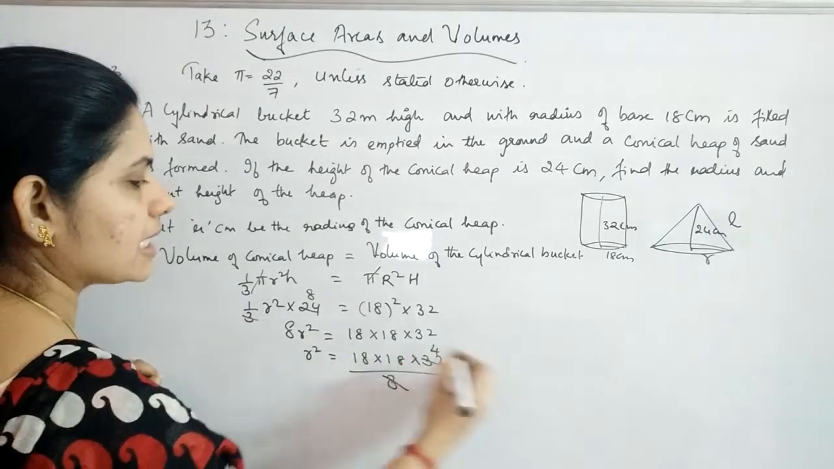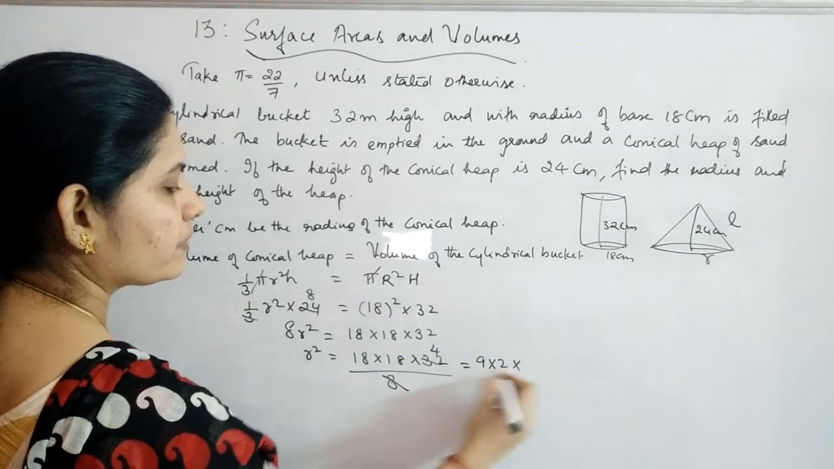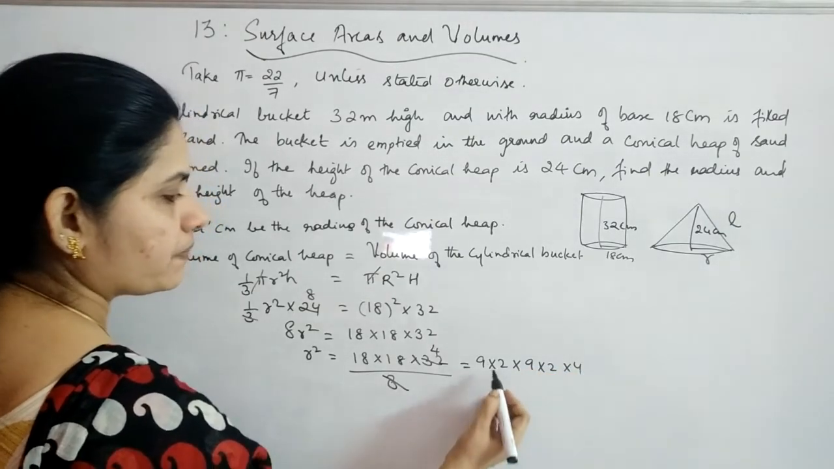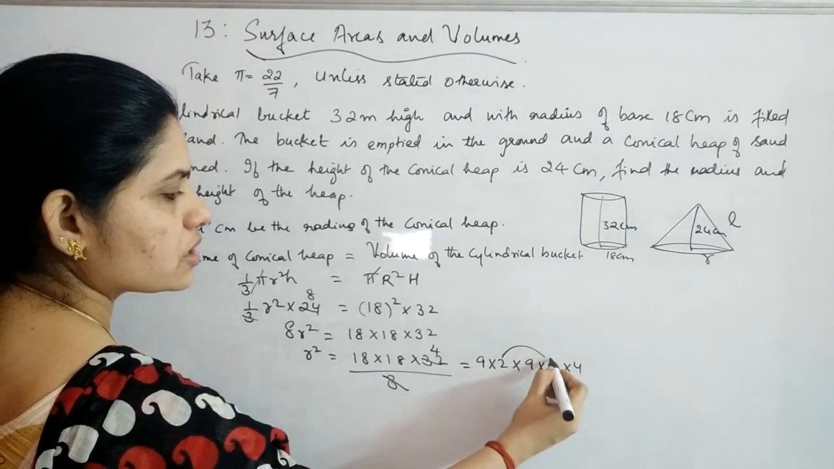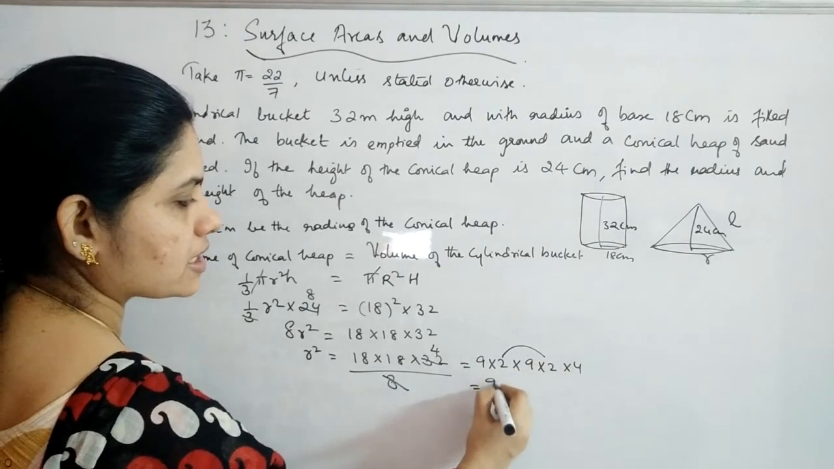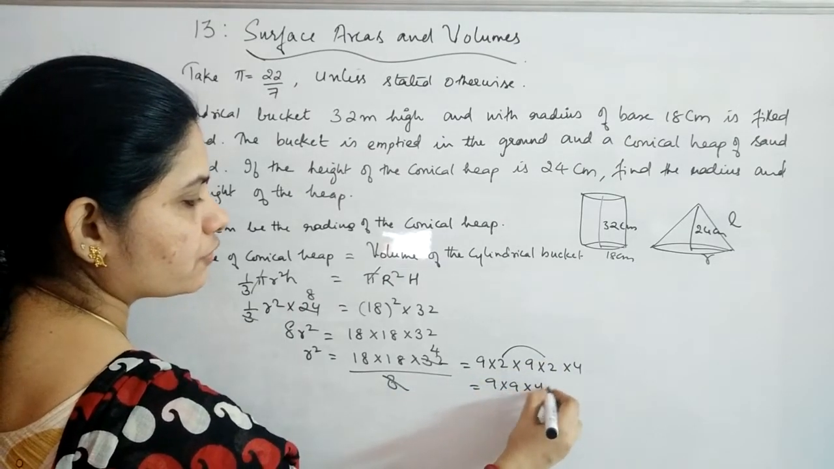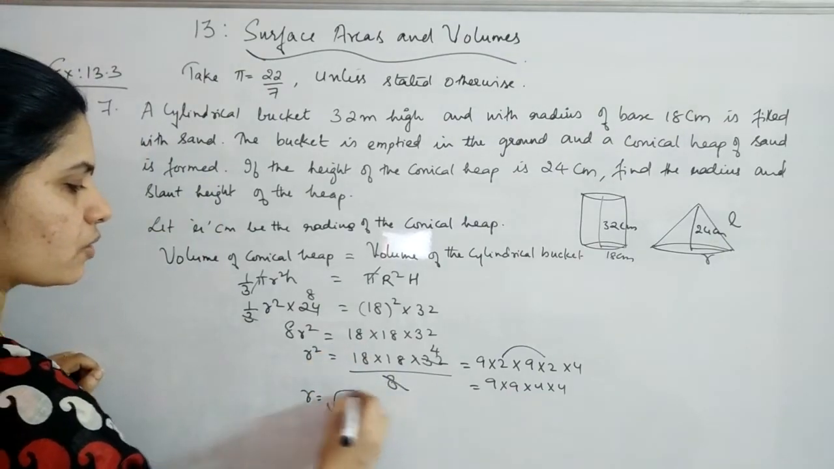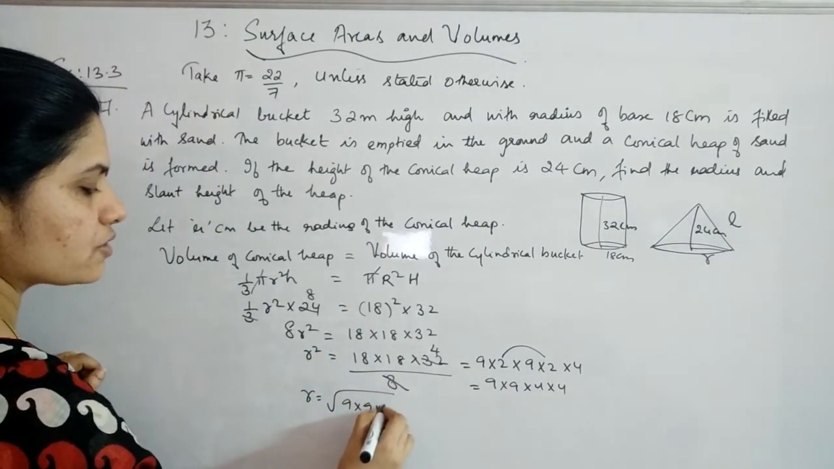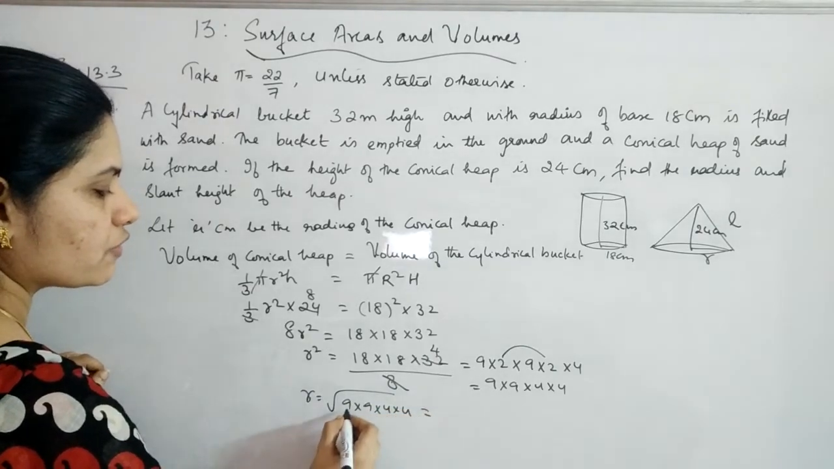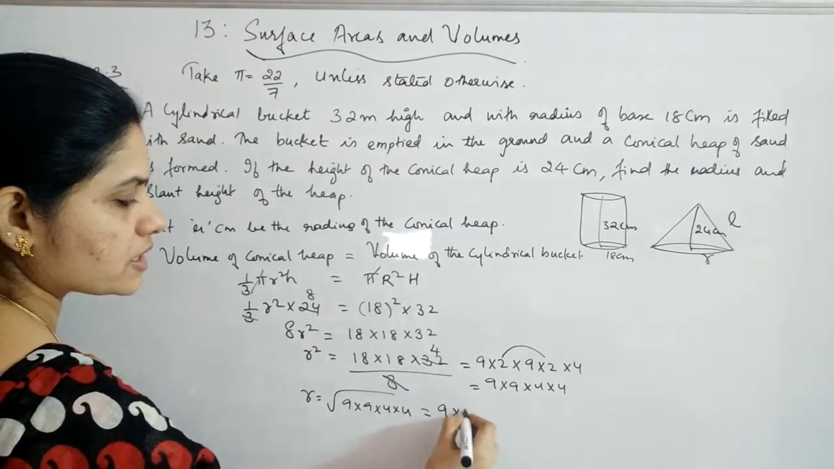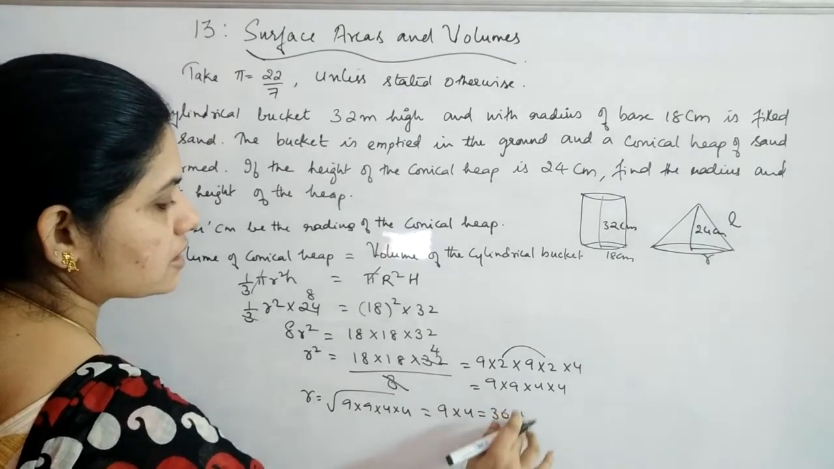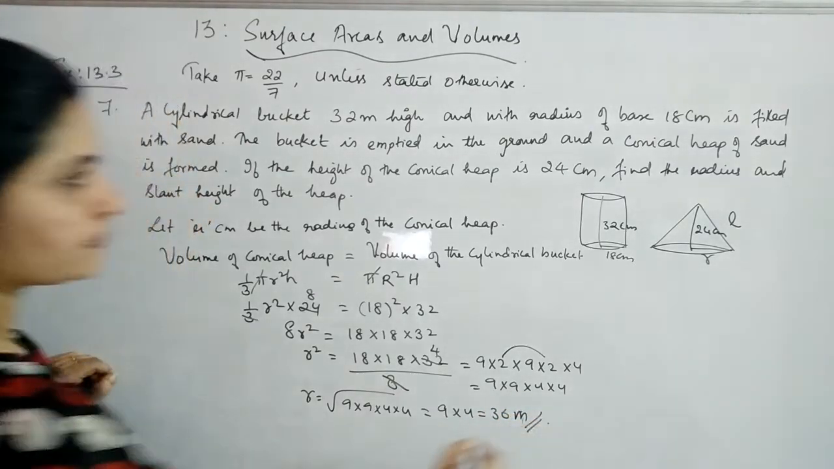Since you have R square and you need to find R, we will split this and write 18 as 9 into 2. Again the other 18 is 9 into 2, and a 4 is there. So these two 2's can be made 4, that is 9 into 9 into 4 into 4. That is your R square. So what will be R? Root of 9 into 9 into 4 into 4, which will give you 9 and 4, which is 36. So the radius is 36 meters.